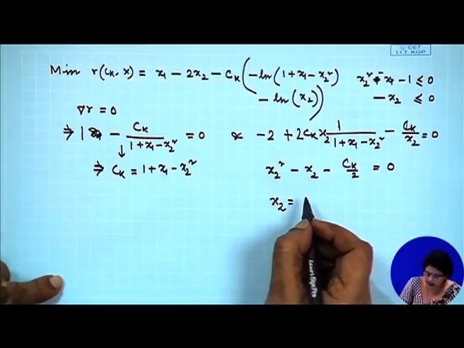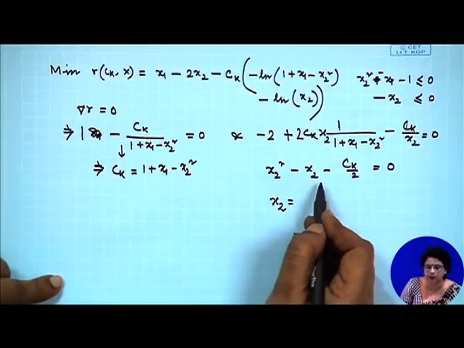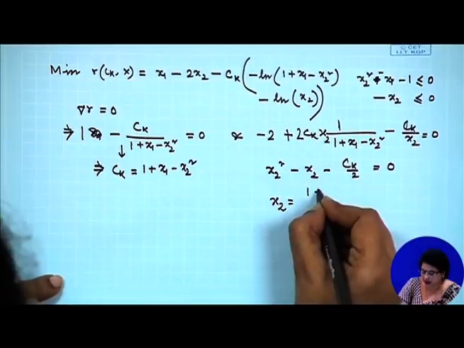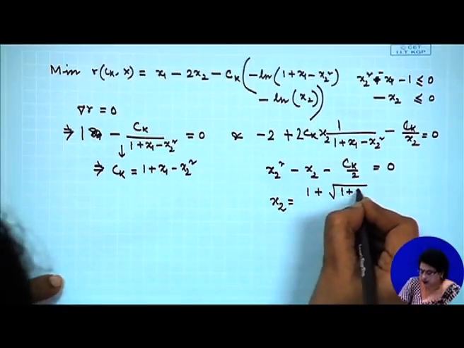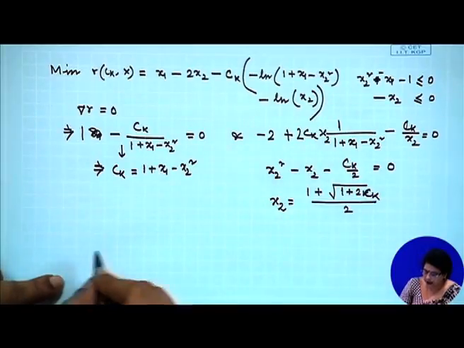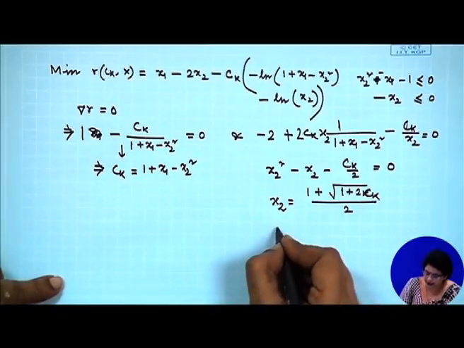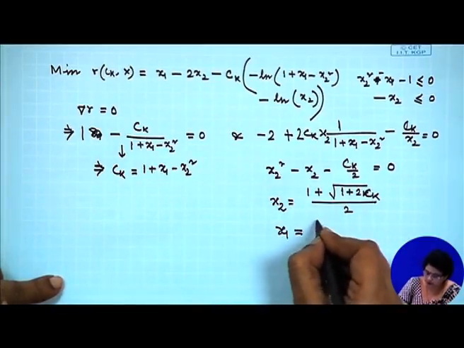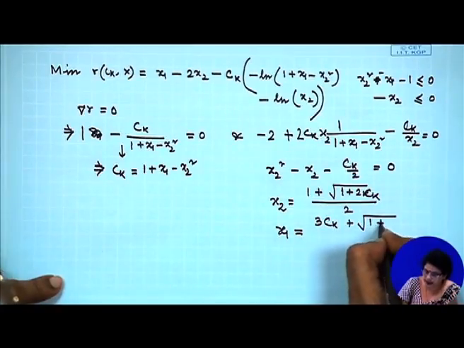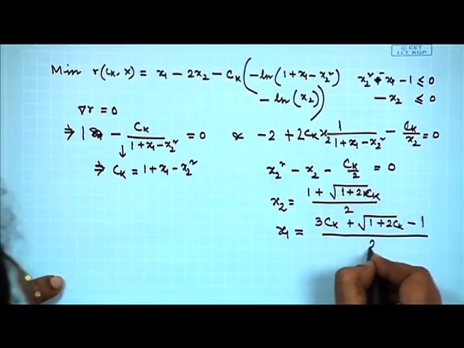And from here we are getting two values for x2. One will be within the feasible region, another one will not be in the feasible region. We are having this one within the feasible region. You just check for the minus one, it is not within the feasible region. If this is my x2, then we can substitute this value and we will get x1 equal to 3 ck plus 1 plus 2 ck minus 1 divided by 2.